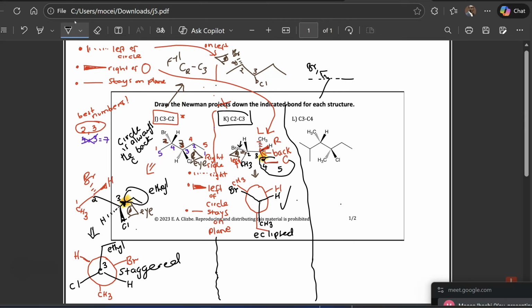In staggered, the bonds are spread out 60 degrees away. You know, to make a circle is 360 degrees in math. So you have 60, six times. You get the staggered.